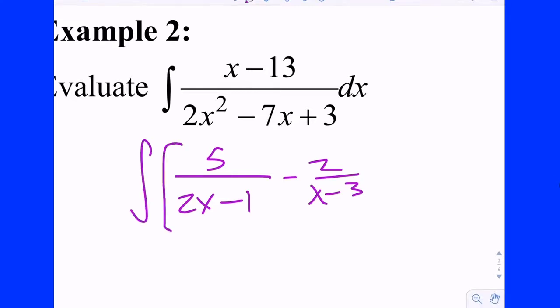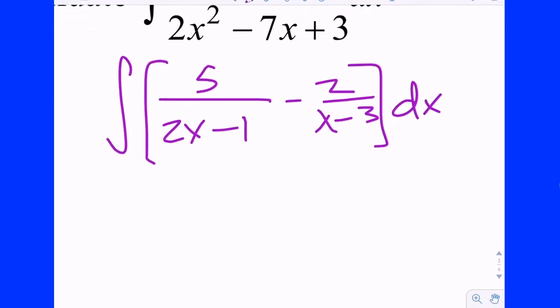You just got to do that every time. All right, so if I do that, that might make it a little bit easier, right? Because now, in each term, I have an inside function that's linear, which means its derivative is going to be a constant, which is what I have in the top. It's going to be a natural log rule each time with maybe a correction, yes?